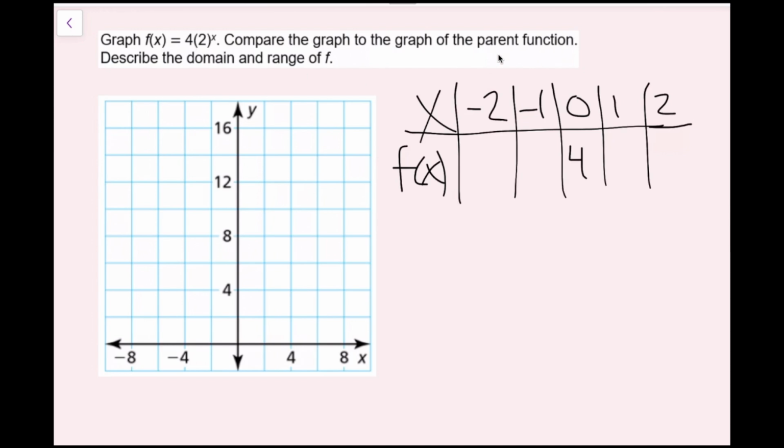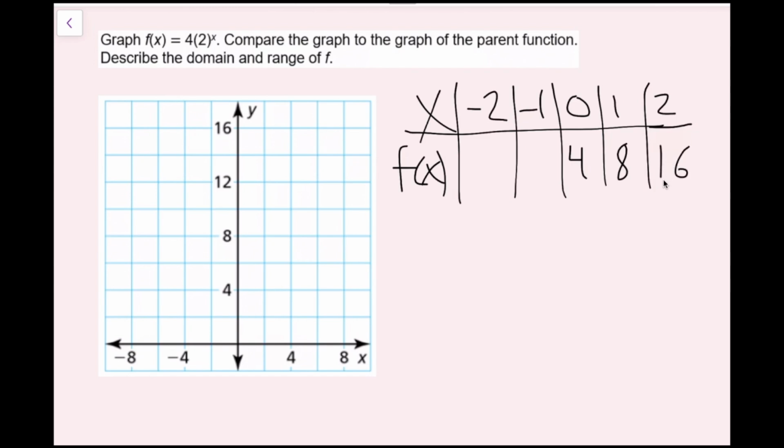Okay, and then if I plug in 1 next, that's the next easiest to plug in. 2 to the power of 1 just stays 2, and 2 times 4 is 8. And I know this is an exponential function, so I can just see the pattern here. I'm multiplying by 2 each time. Okay, so this is going to be 4, 8. This one will be 16.